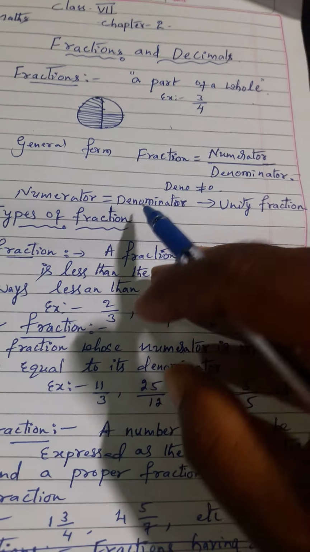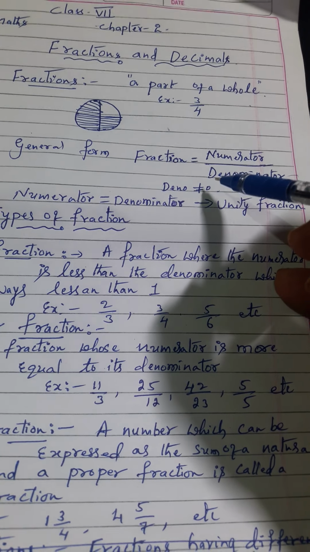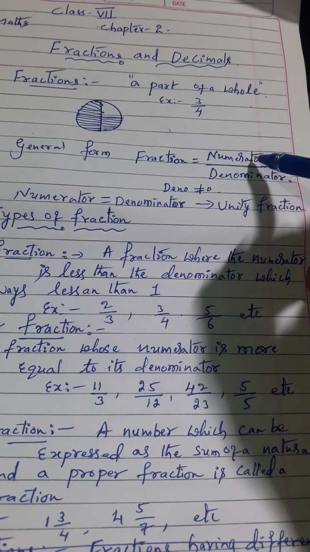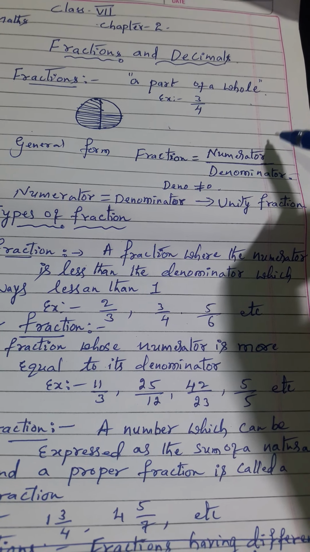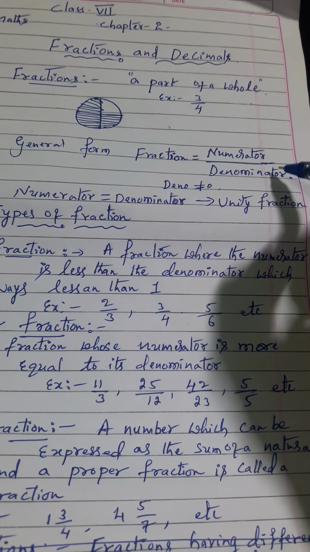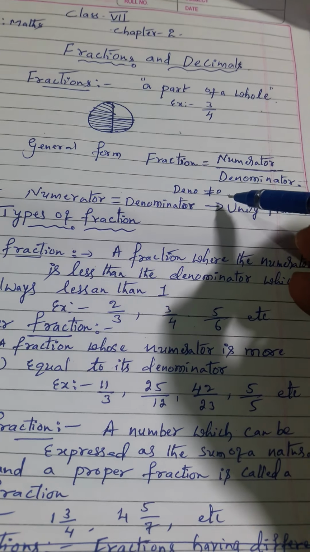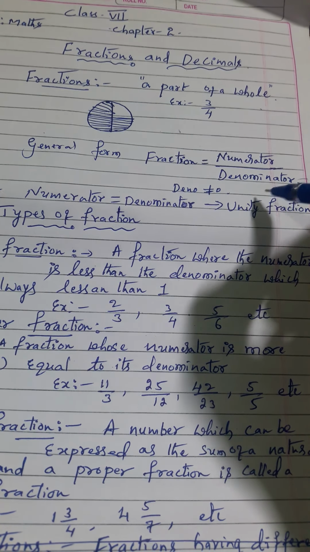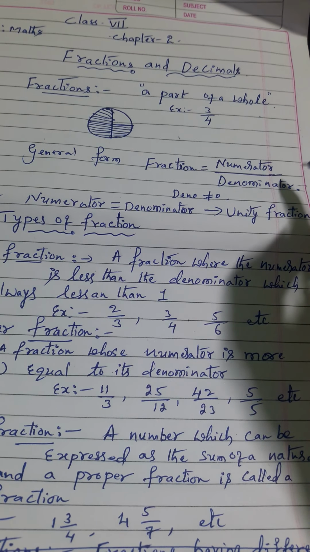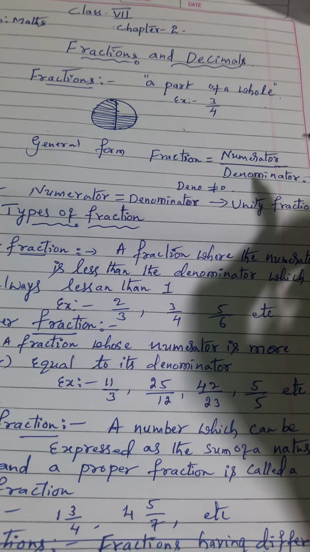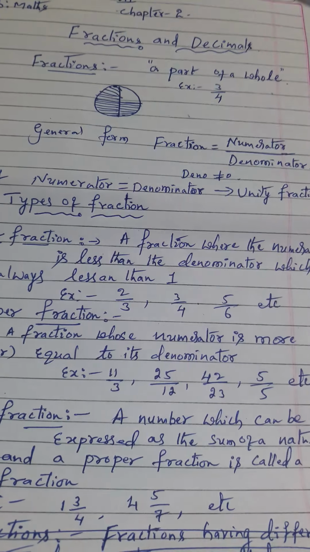Next, the general form of a fraction. The general form of a fraction is like this: numerator divided by denominator. The top is called the numerator and the bottom is called the denominator. The denominator should not be equal to 0. If the denominator is equal to 0, then the whole term is not defined. That's why the denominator cannot be equal to 0. So now you understand the general form of a fraction: numerator by denominator.